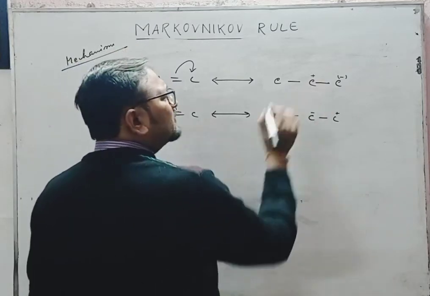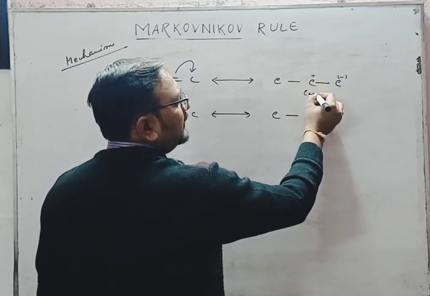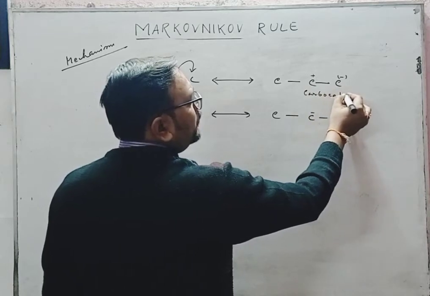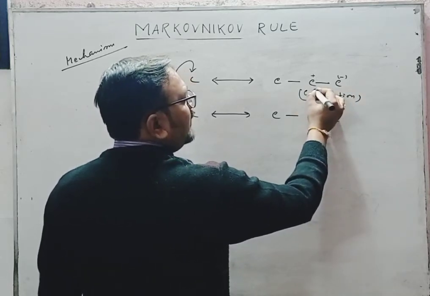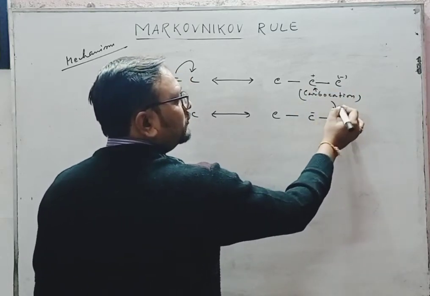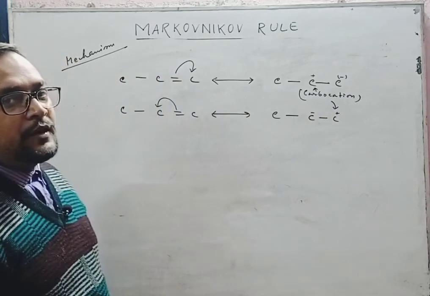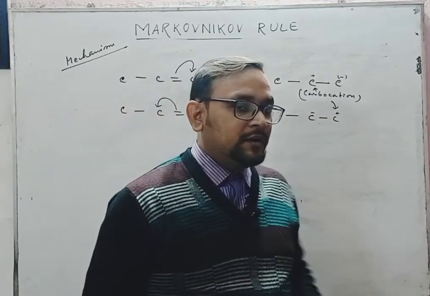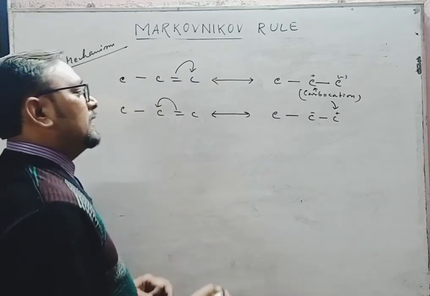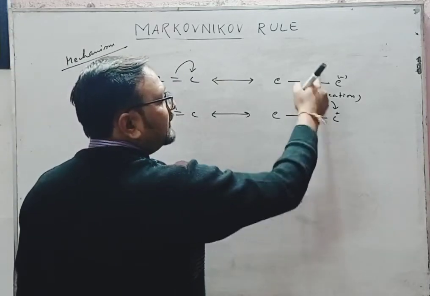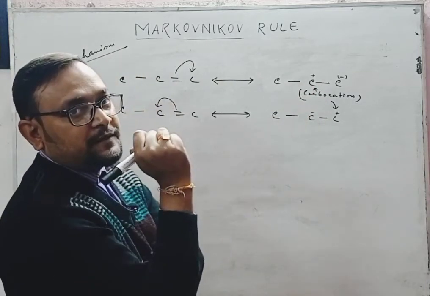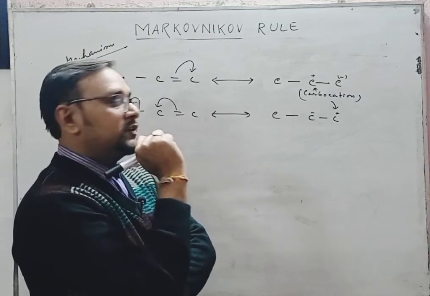Now, what is this known as? These are known as carbocations. This is a carbocation, and this is also a carbocation. Now, here we need to understand the logic. Which carbocation is more stable? We need to understand which carbocation is more stable.